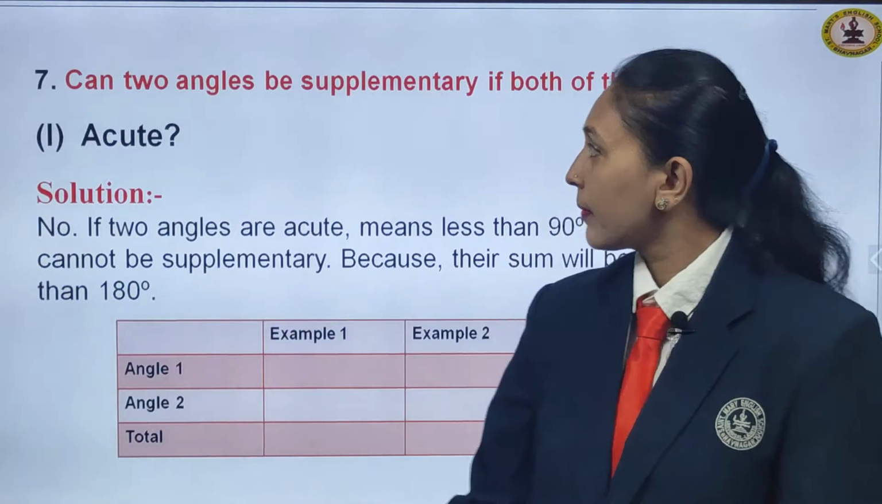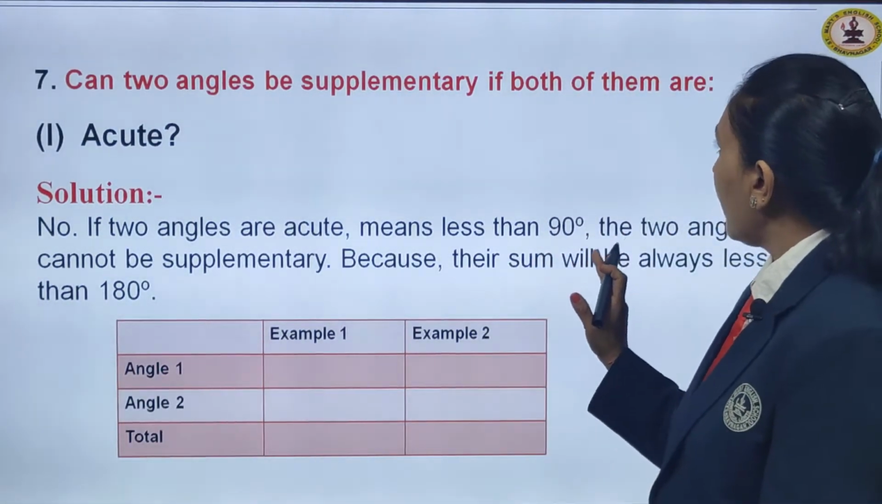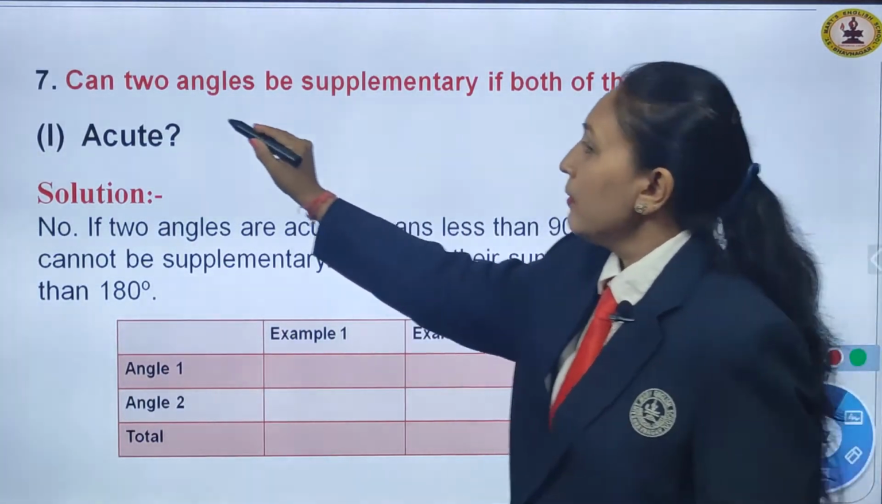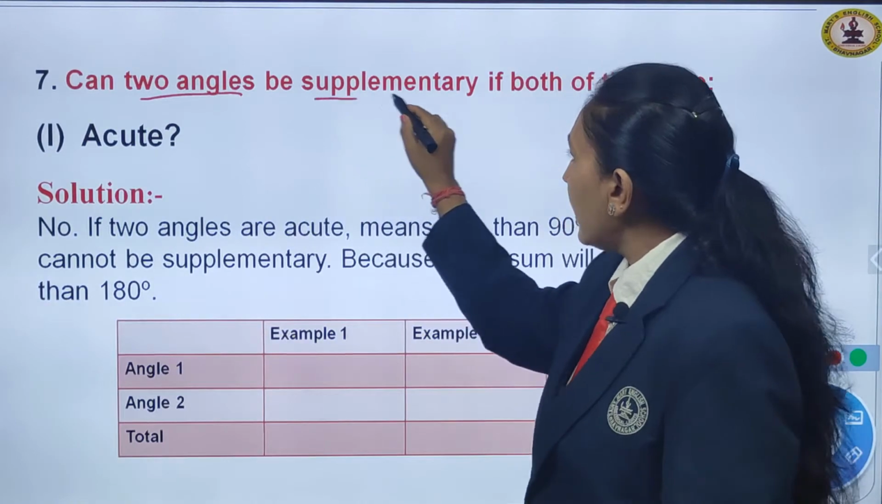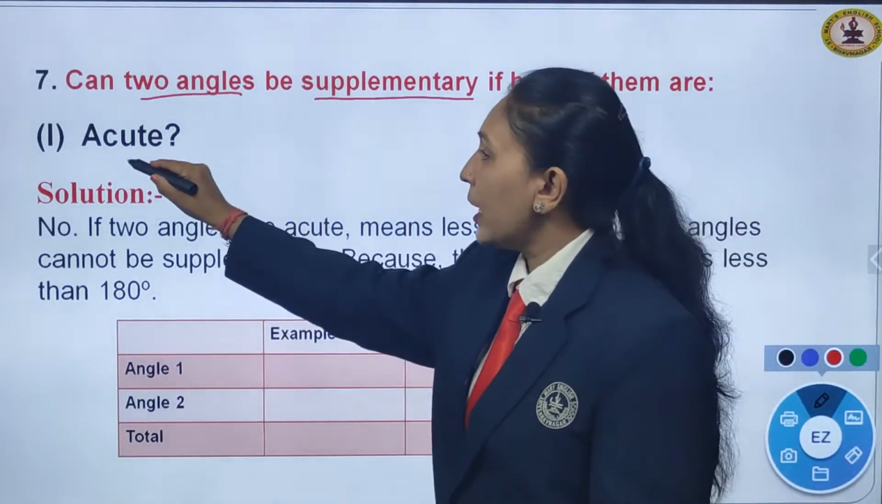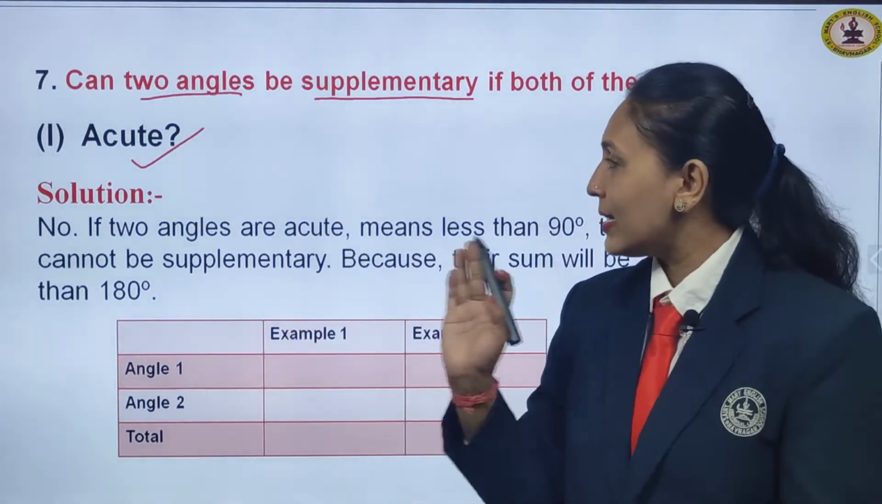Next question. Can two angles be supplementary if both of them are acute? Children, we have to take two angles and make them supplementary, but the condition is that we have to take both angles as acute only. What is acute? Less than 90 degrees, right.